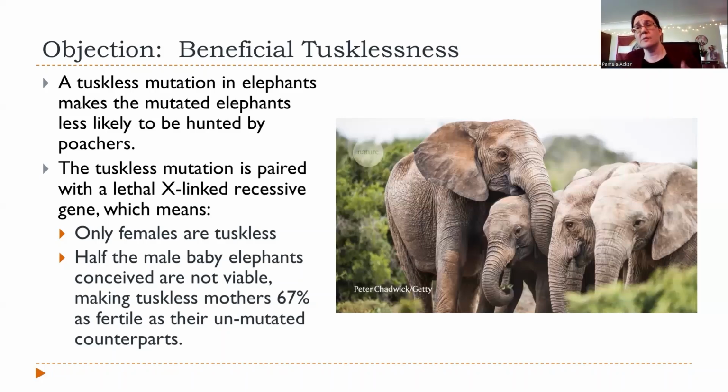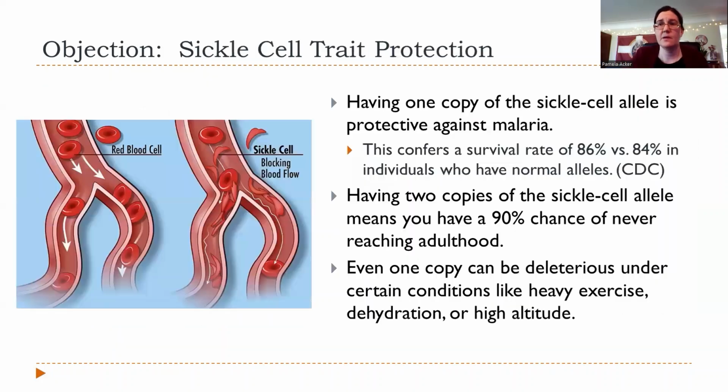Okay. It also means that these tuskless females are only going to produce about 67% of the offspring as females that have tusks, because half the males they conceive are going to die in utero. Okay, so now we've taken a population that's already endangered and we've reduced its fertility by a third. You're just going to have extinction after a while. This is not a benefit.